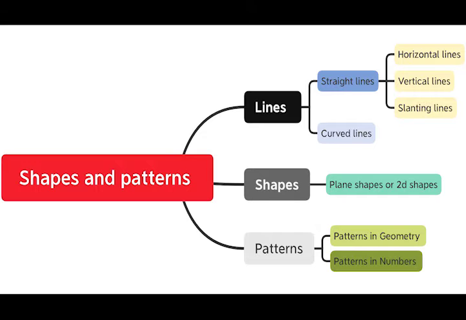And today we will cover the first main topic, that is lines, in which we will learn about straight lines and curved lines. There are three types of straight lines: horizontal lines, vertical lines and slanting lines.